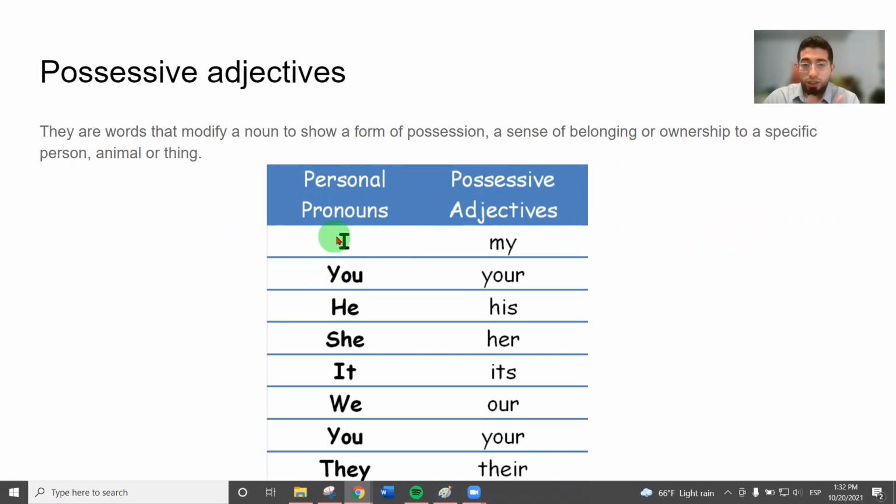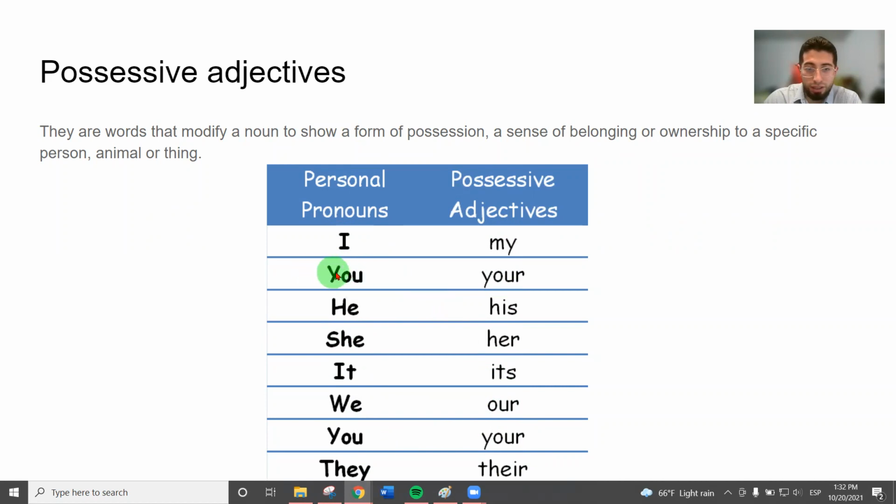Entonces tenemos I, the possessive is my, you is your, he is his, she is her, it is its, we is our, and you is your too, right? They is their. ¿Listo? So, look, pay attention to this, guys.